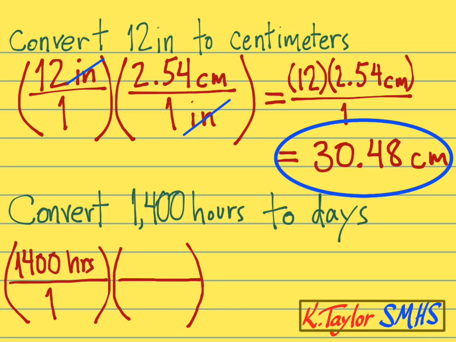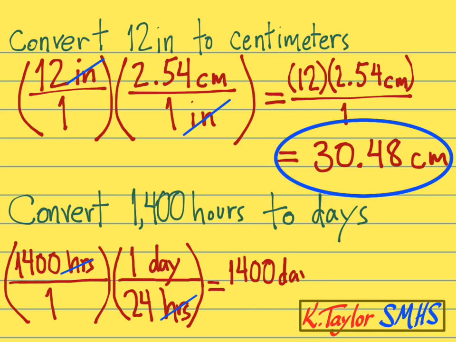You want to put the hours on the bottom, and that's 24 hours on the bottom and 1 day on top. Okay? So you can see when I cancel the hours over hours, those go away, and I basically have 1,400 days divided by 24. So I have to get my calculator out again and work that out, and it tells me that 1,400 days divided by 24 is 58.3 repeating days. And that's it. That's just a couple of simple examples on using conversion factors.